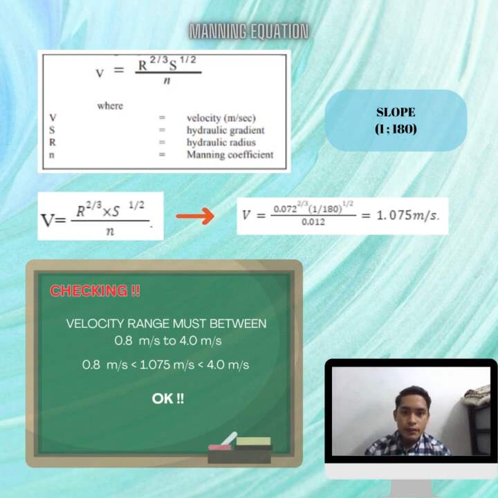1.075 meter per second. After that, we need to check the value of velocity. Velocity range must be between 0.8 meter per second and 4.0 meter per second. So from the answer that we get, 1.075 meter per second is between 0.8 and 4 meter per second. So we will consider it okay.